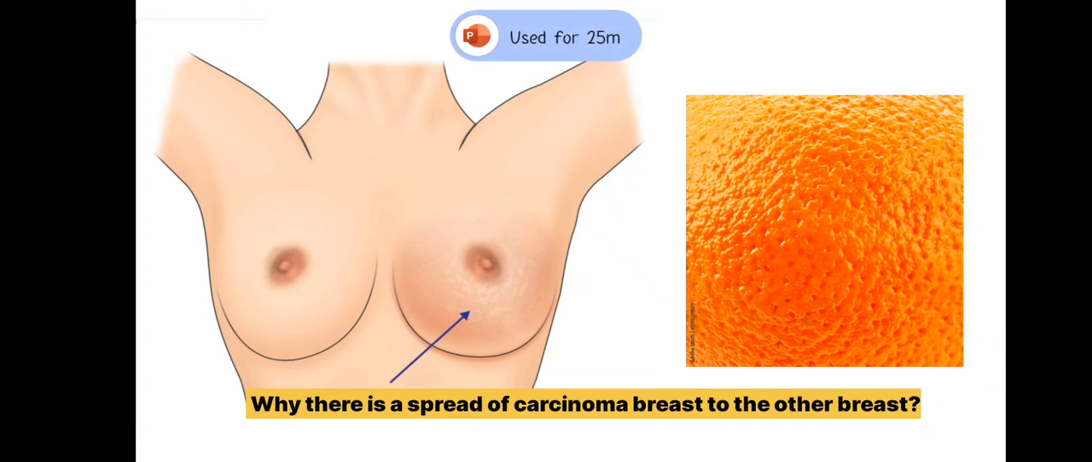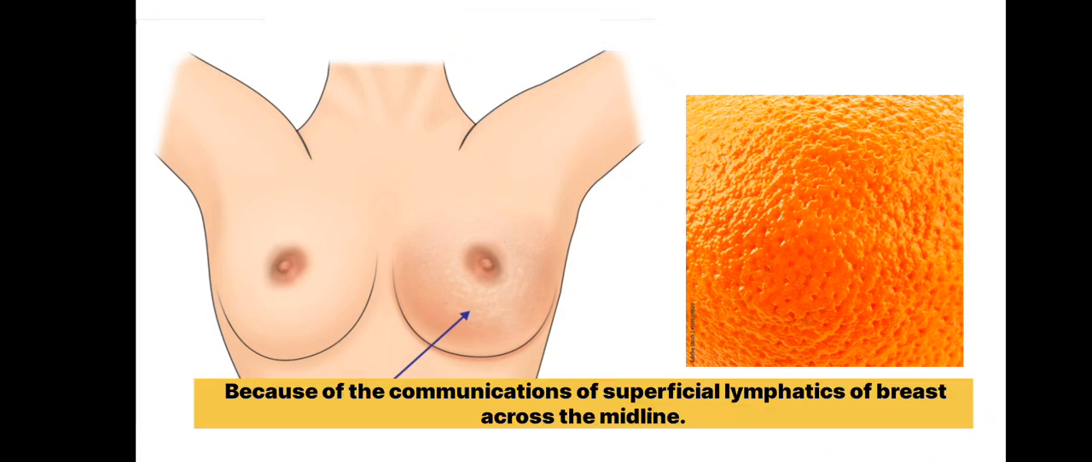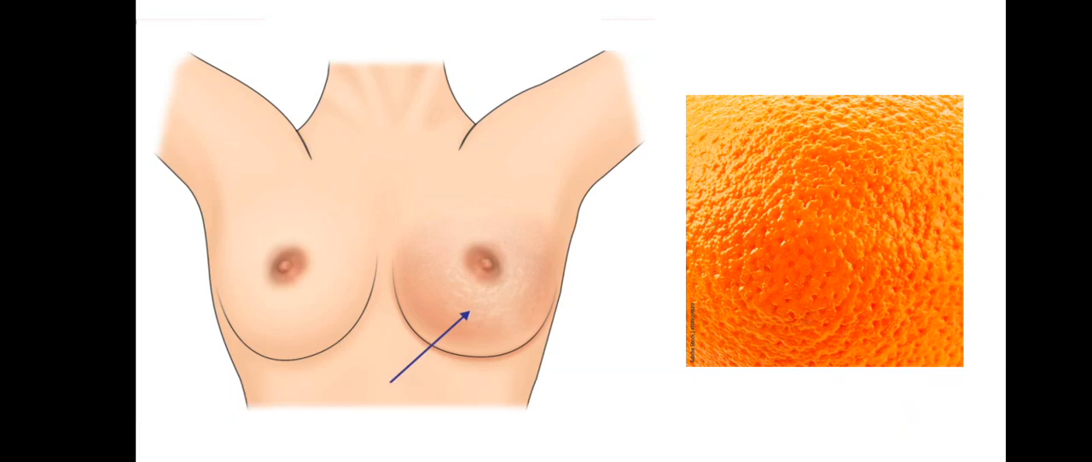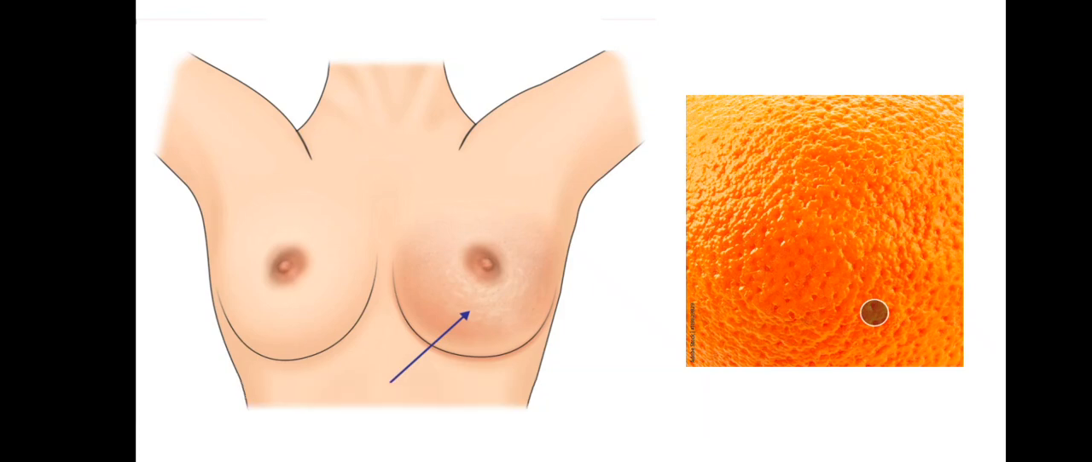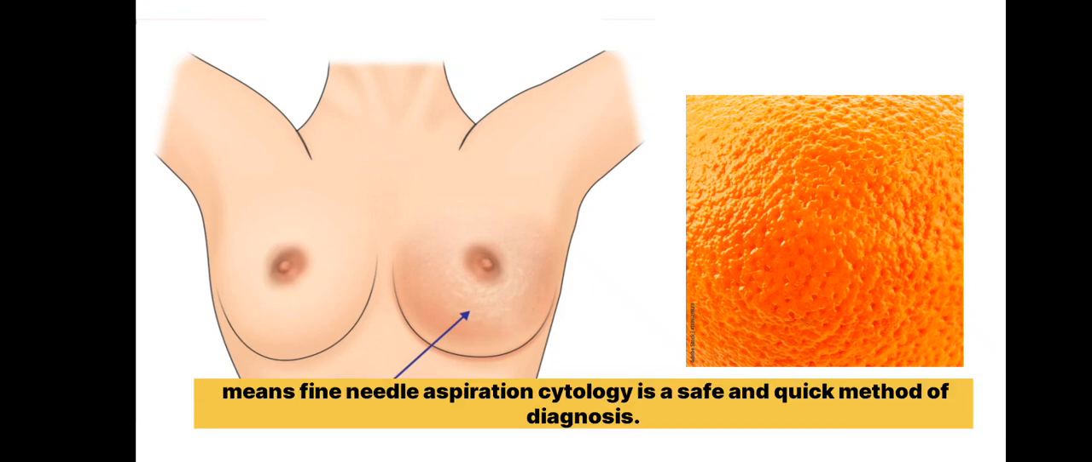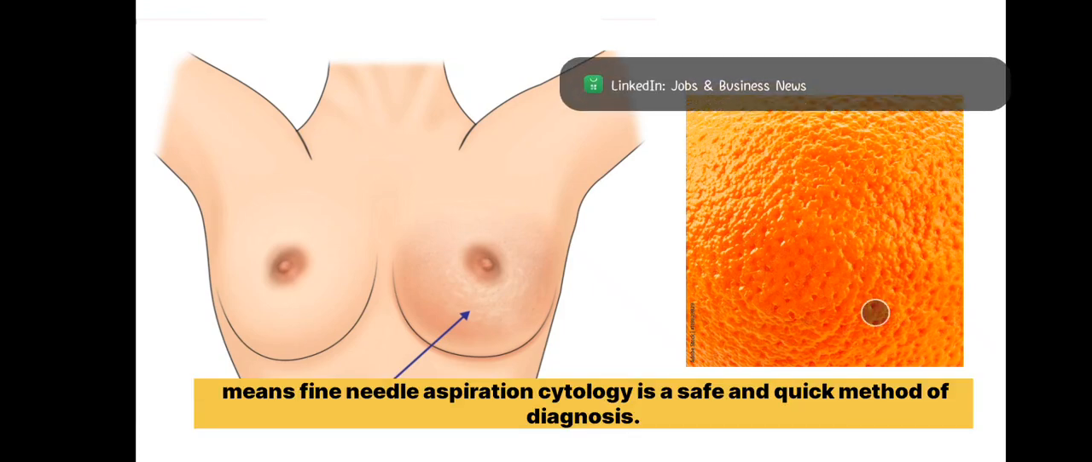Why is there a spread of carcinoma breast to the other breast? Because of the communications of superficial lymphatics of the breast across the midline. What are the investigations? Mammogram reveals the cancerous mass, and FNAC, which means fine needle aspiration cytology, is a safe and quick method of diagnosis.